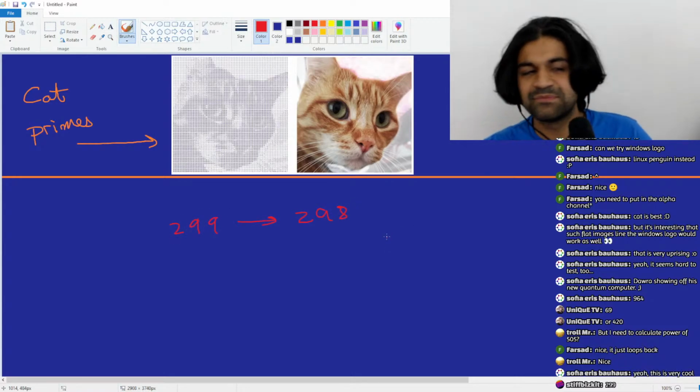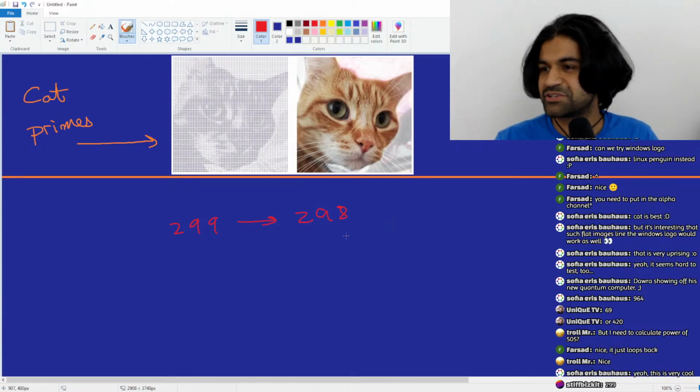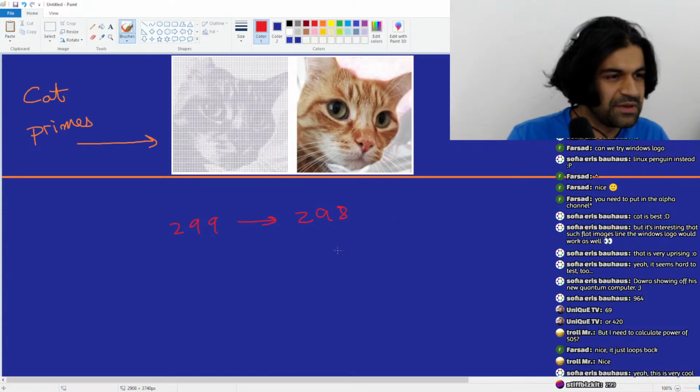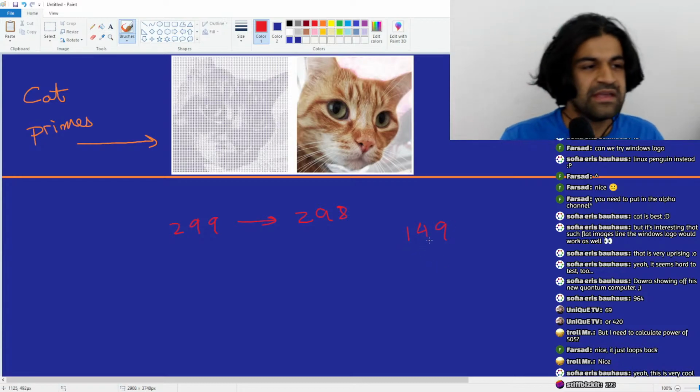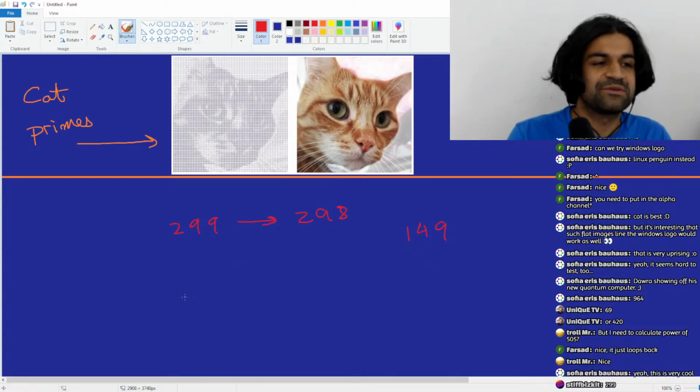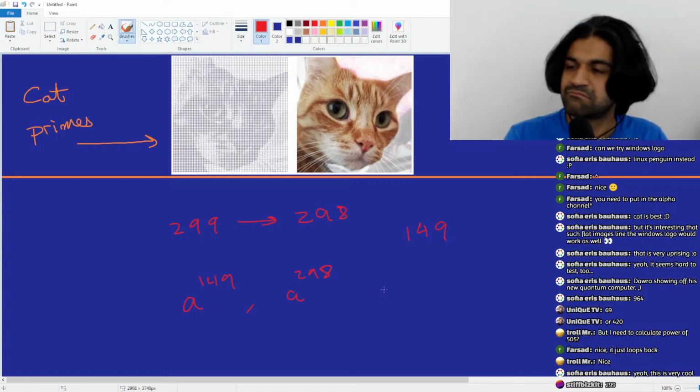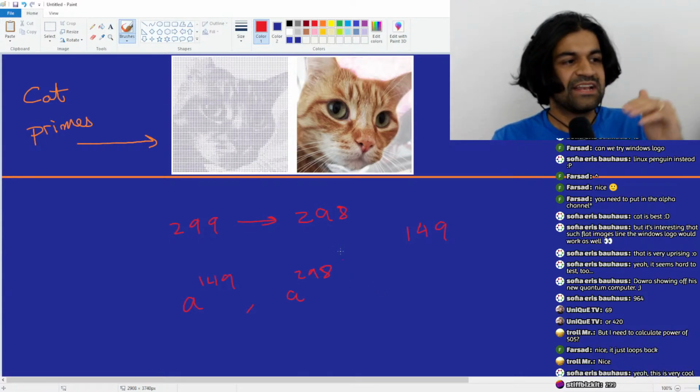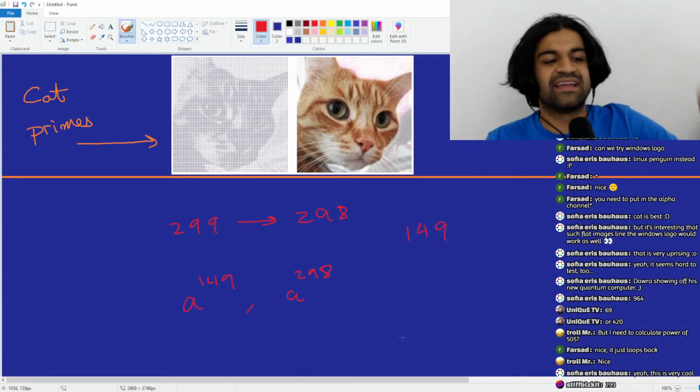Okay, how many times can you divide 2 out of 298? So this would be, let's see, 149, only once. Okay, so for a random guess A, the numbers you would have to look at are A to the 149 power and A to the 298 power. Agreed? And your random guesses would be between 1 and 298.